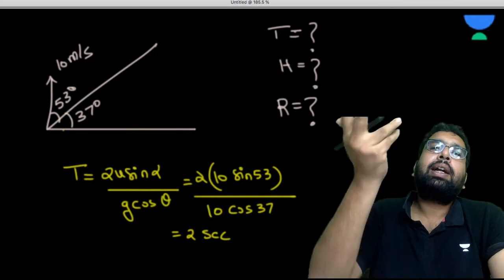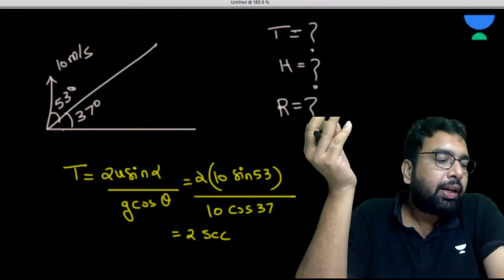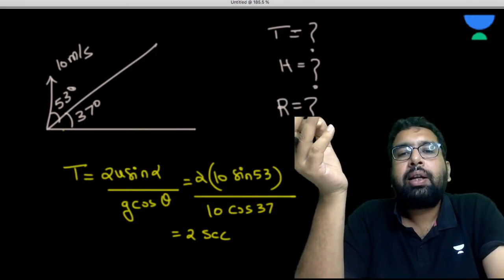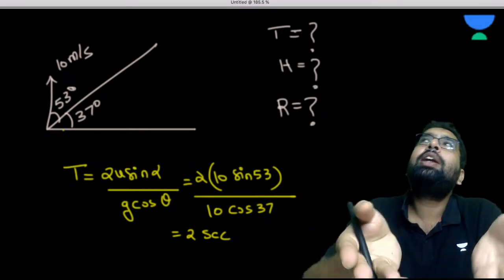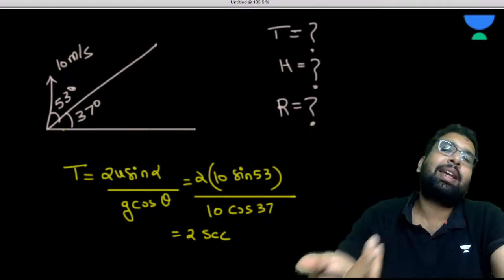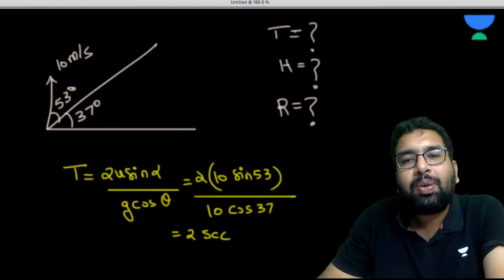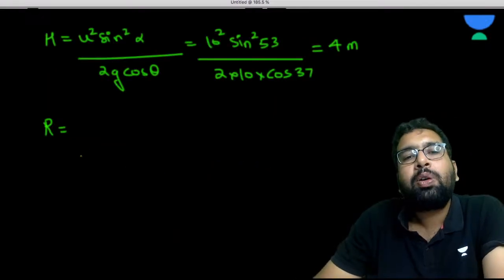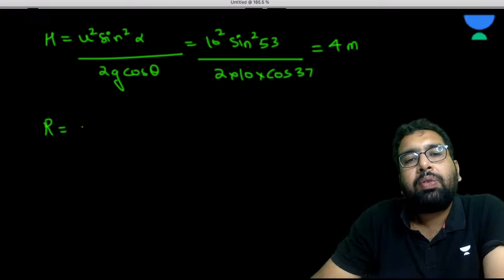Again, now see, this is projected at an angle of 90 degrees. When it is projected at an angle of 90 degrees, guys, obviously this is going in a vertical direction, and it is going to fall at the same point, right? So R is going to be 0 anyway, but if we want to find it, what we can do is go by the basics.